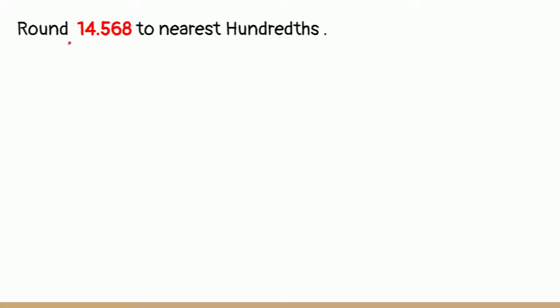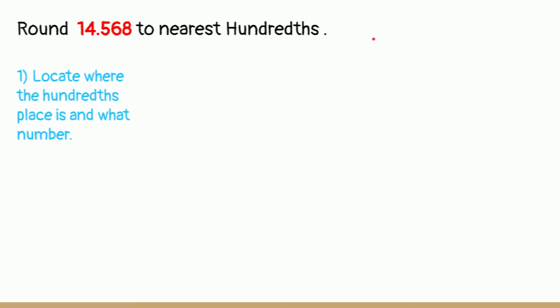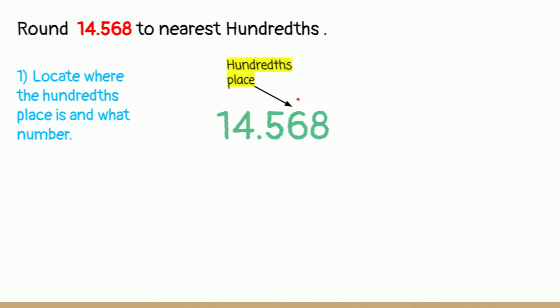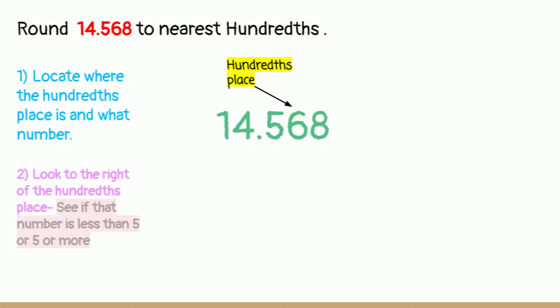So let's round 14.568 to the nearest hundredths place. So first is to locate where the hundredths place is and what number is in it. So we have our decimal, and the hundredths place is right here, and 6 is in the hundredths place. Now let's move on to step number 2. Now look to the right of the hundredths place and see if that number is less than 5 or 5 or more. So let's look to the right, and 8 is in the thousandths place.